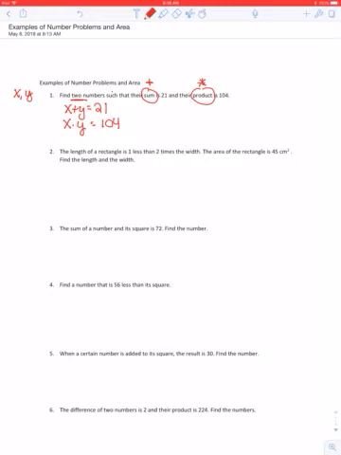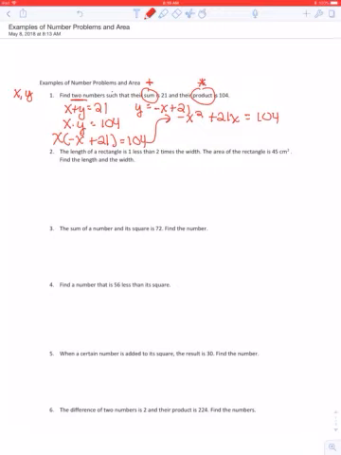Now we're also going to have to use a little bit of solving a system. So I'm going to say y is equal to negative x plus 21. And then I'm going to take that y and substitute it into this y. So I have x times negative x plus 21 equals 104. Simplifying that, I get negative x squared plus, I'm distributing, and that's equal to 104.